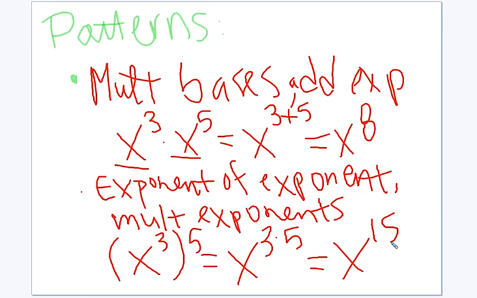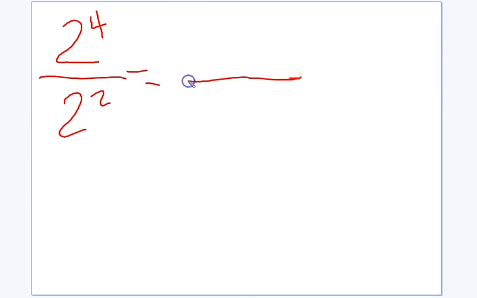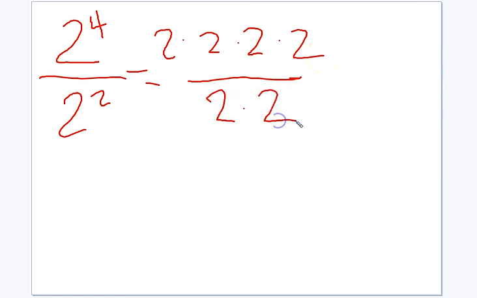All right, the next thing we're going to talk about is dividing exponents. So if I want to divide some exponents, like 2 to the 4th divided by 2 squared, expand it the same way we have been, but we'll just expand separately on the top and the bottom. So 2 to the 4th is 2 times 2 times 2 times 2. 2 squared is 2 times 2.